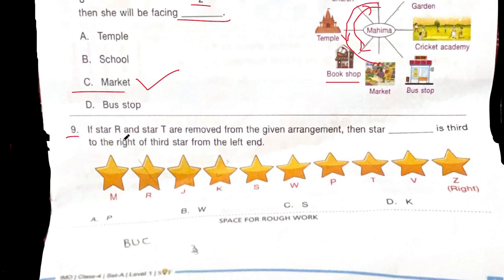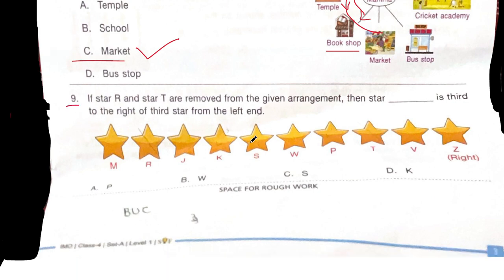Then question 9: if star R and T are removed from the arrangement, then star dash is third to the right of third star from the left end. So we need to remove R and star T. This R is removed and this star T is removed. Then we need to find which star would be third to the right of third star from the left end. So we first check the left hand, which is this. Third star from the left end is 1, 2 and 3. So this is K, which is the third star from the left end. Now we have to go to its right. Now 1, 2, 3. So this star P is third to the right of third star from the left end. So it is star P, which is option A here. We should select this.